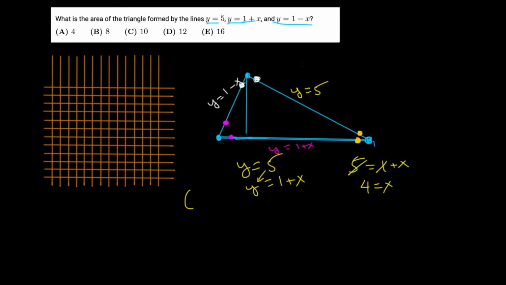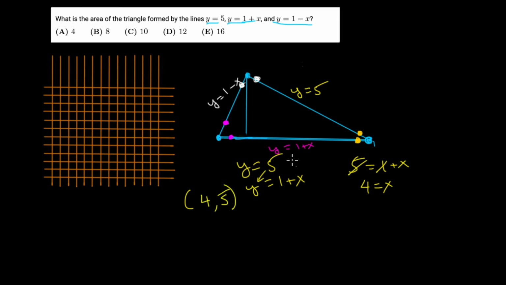So if this line here intersects this line here, the y point has to be 5, and 4 is the x coordinate. So we have our first coordinate for where they intersect.